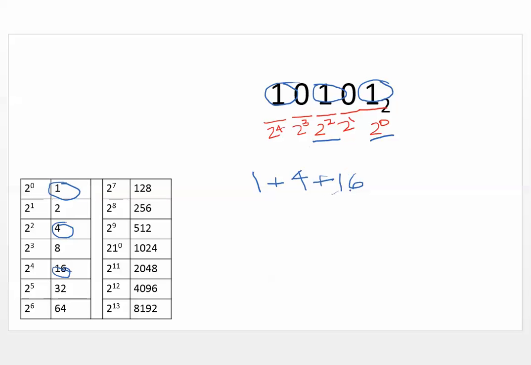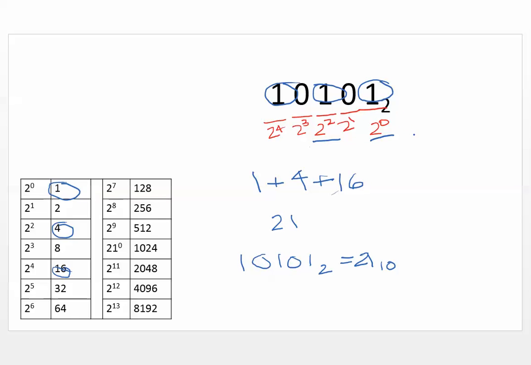I'll add these all up. 16 plus 4 is 20, plus 1 is 21. So I can say that 10101 in base 2 is equal to 21 in base 10. And that's pretty much all there is to it.